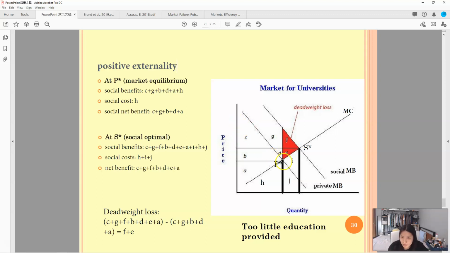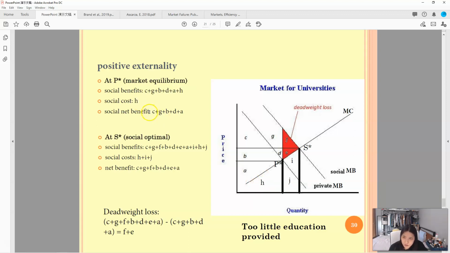First, the social benefits would be the area under the social marginal benefits curve. So at P star point, we extend this line and find the area under the social marginal benefits curve, which should be a sum of C plus G plus B plus D plus A plus H. And at P star, the social cost would be the area on the marginal cost curve, which would be H.